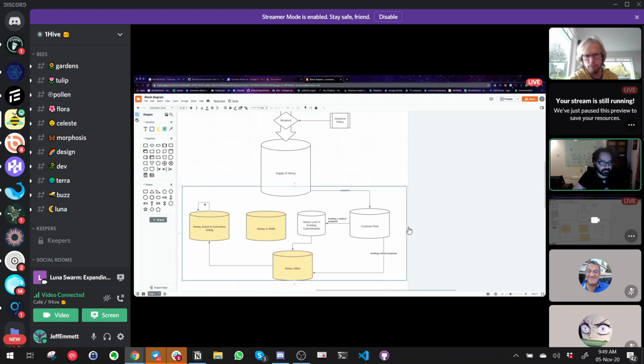Can we have another inflow into the common pool that represents the honey swap fees? Yes. And I would say these go here, right? I don't know. I guess that's a question. Honey in the automated market maker is like a pool leaving the automated market maker and going to the common pool.